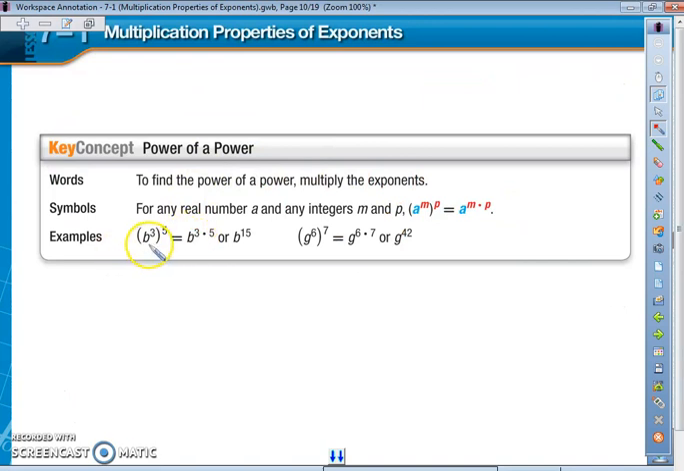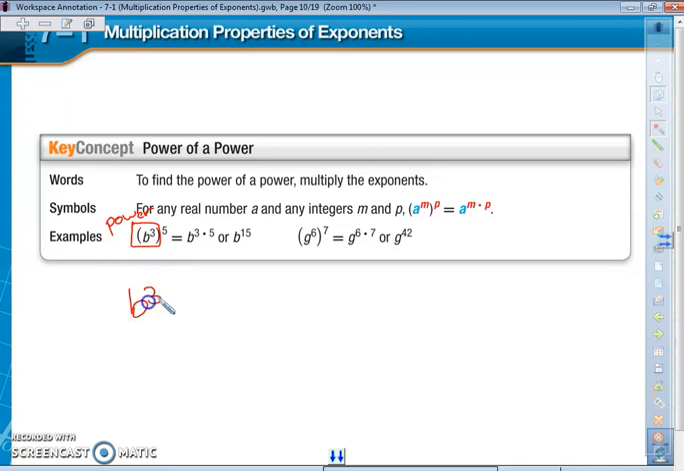Now, what if we have b cubed raised to the fifth? To find the power of a power, multiply the exponents. So this whole thing together, a base and an exponent, is what we call a power. All right? So we're going to find the power of this power. Now that's all to say this. All you've got to do is think of it this way.